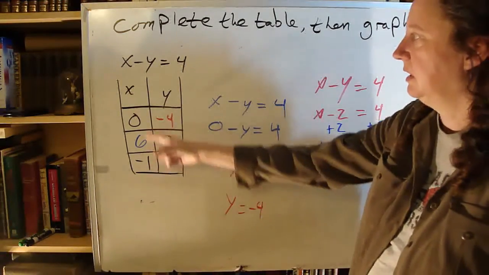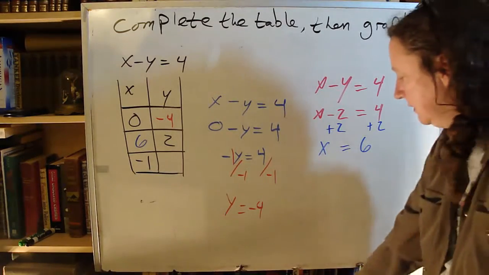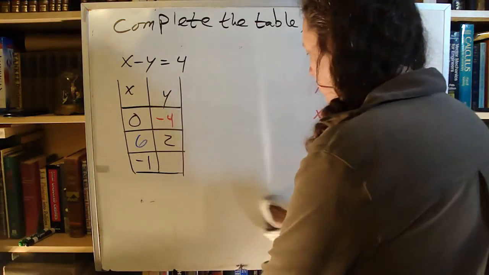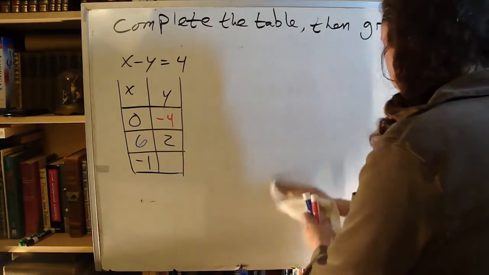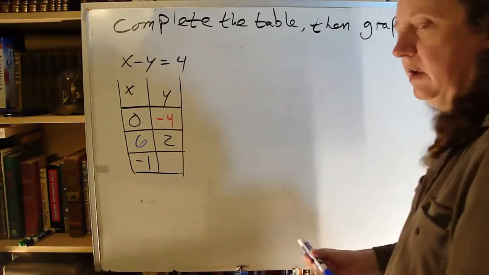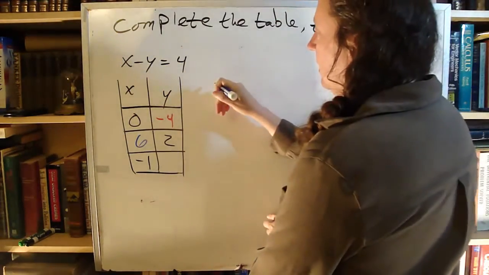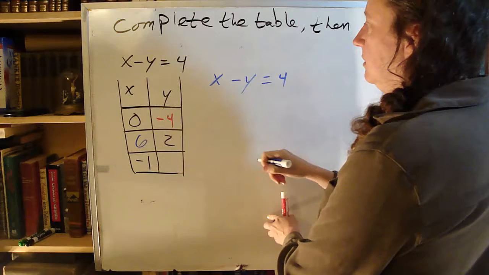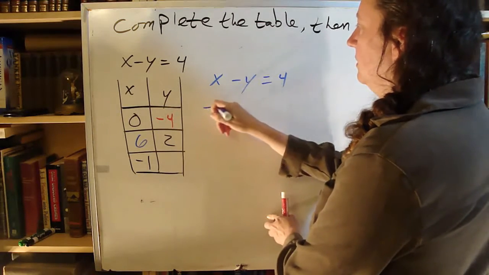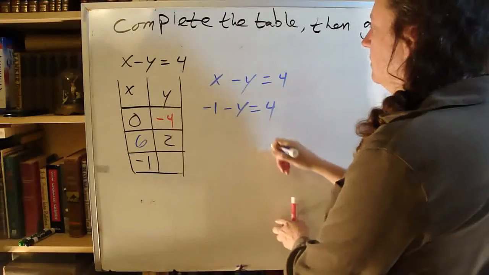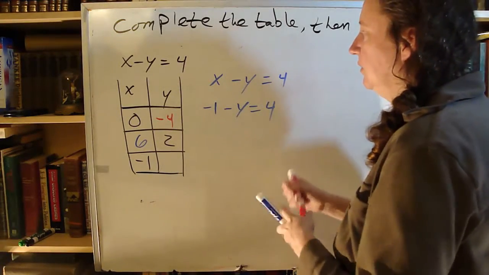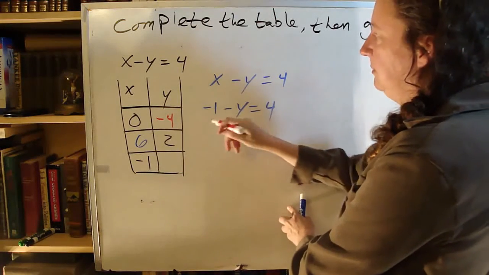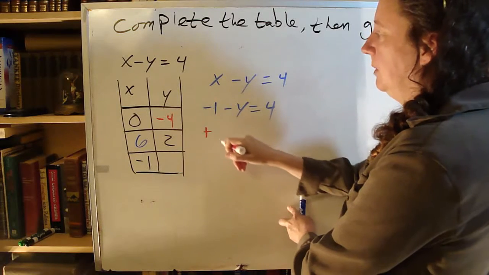Last equation, x is equal to negative 1. Work that out. You have your answer now. So I have x minus y equals 4. Replace the x with negative 1. And then solve. So I need to get rid of that negative 1. There's a subtraction sign in between. It's a negative number, so I'm adding it.